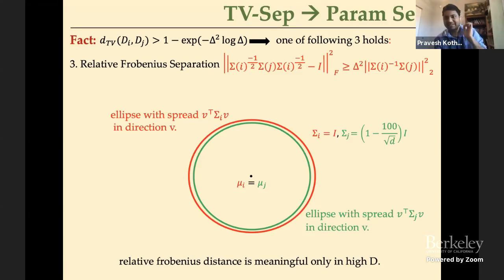Yet, they are going to be TV separated as long as the separation in any single direction is larger than some big constant over root D. Okay, that's all I'm going to say here. And this is the relative Frobenius way of two Gaussians being pairwise TV separated. All right, so I just described to you three ways of being TV separated.